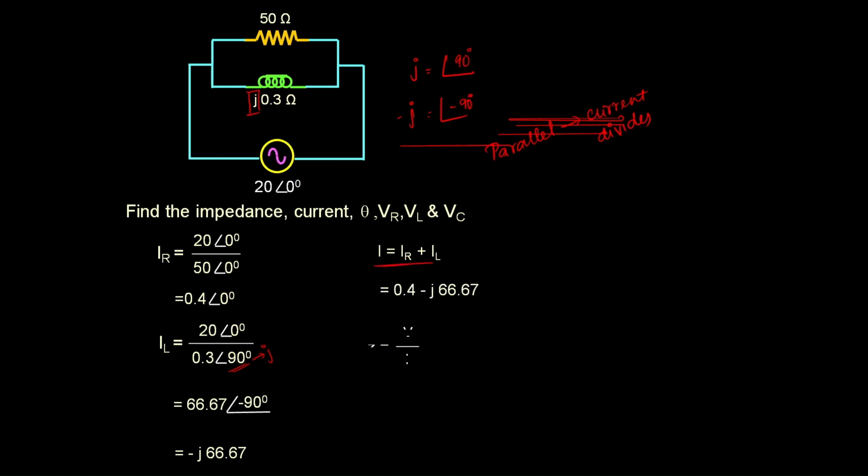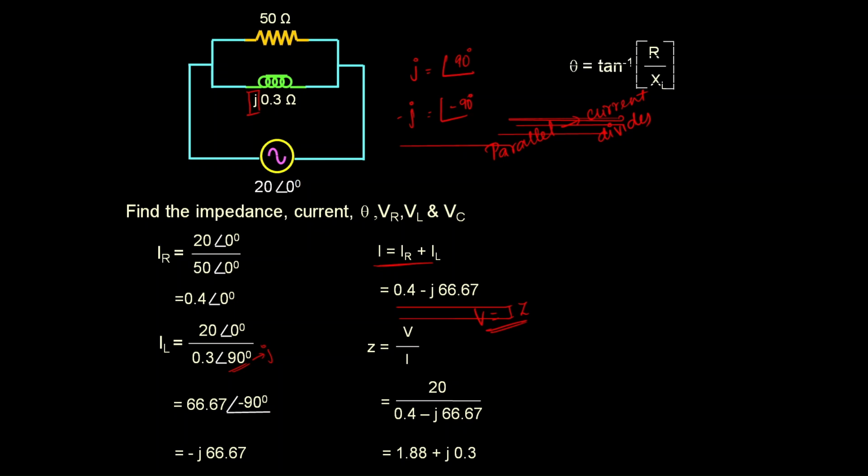Why are we finding current? To find VR. And you know that V is equal to IZ. Then Z is equal to V by I. Then theta is equal to tan inverse of R by XL. So you'll get the value. VR is equal to IR. VL is equal to IXL. I hope it is clear.